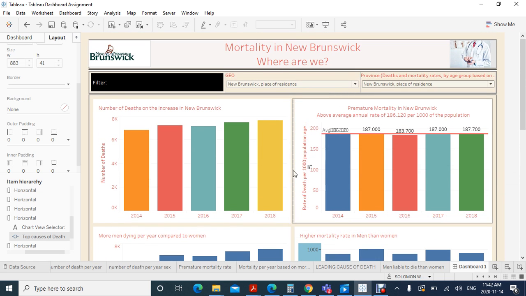Looking at the condition of death or the state of death in New Brunswick, you can see that the mortality rate in New Brunswick is quite high, and this is where we are. So something needs to be done in order to make sure that we reverse this trend.